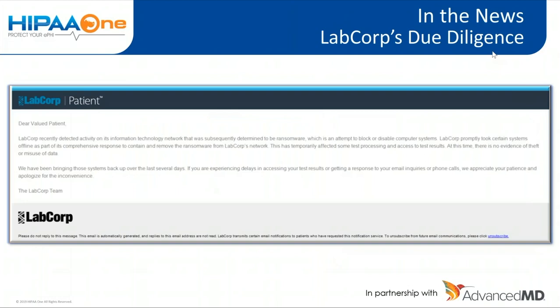So let me give some context here, Steve, and then let's talk about business associate and chain of trust. Who's liable here? So this was an email that I received personally. LabCorp recently detected activity on its information technology network that was subsequently determined to be ransomware. So they had this attack. It was an attempt to block or disable their computer systems. They immediately shut it down. And it may have affected some test results. But as I read through this, I thought, this stinks because this is my personal information.